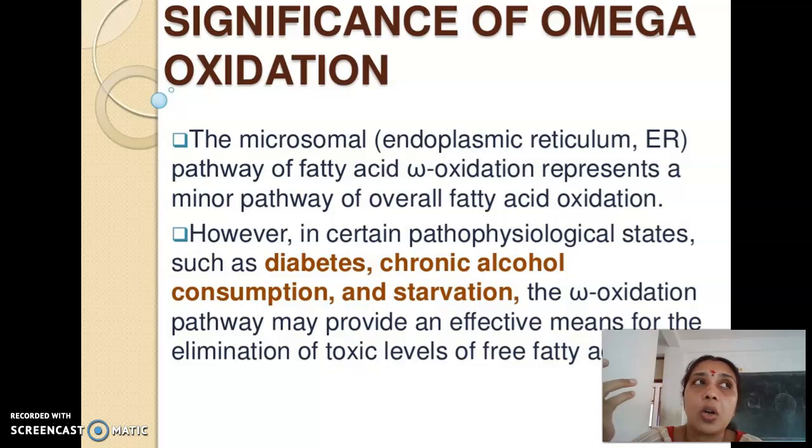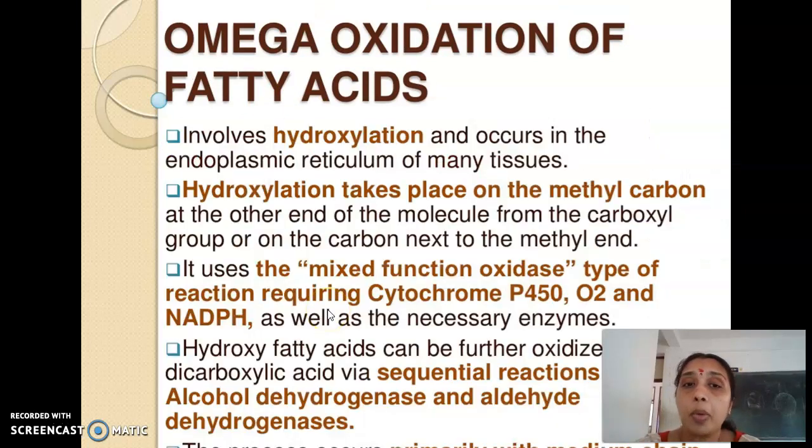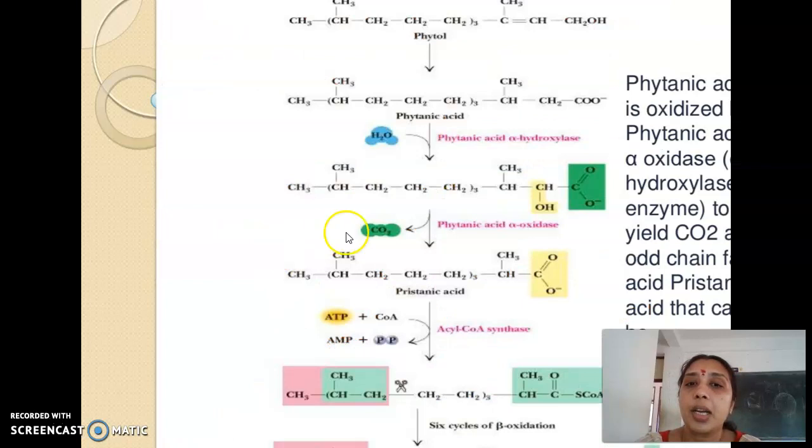Now we are having oxidation of unsaturated fatty acids. Until now we have been discussing saturated fatty acids, that is, those fatty acids that do not have any double bonds in their carbon skeleton. Double bonds are not present; all of them are saturated fatty acids. But oxidation of unsaturated fatty acids has a slight difference.